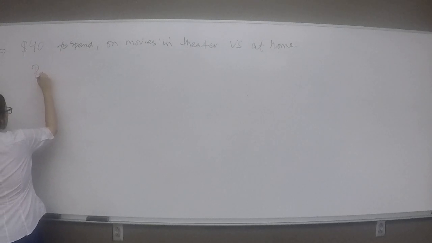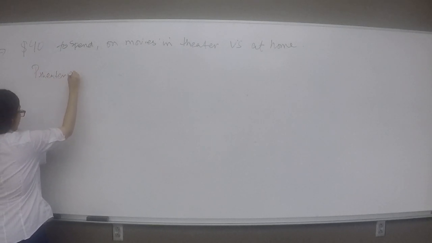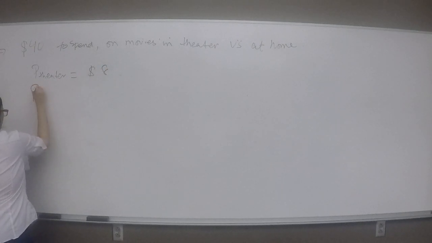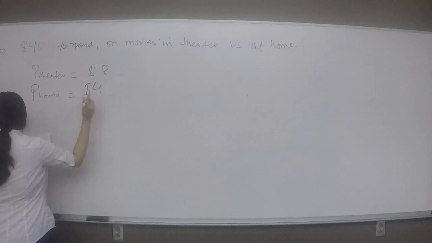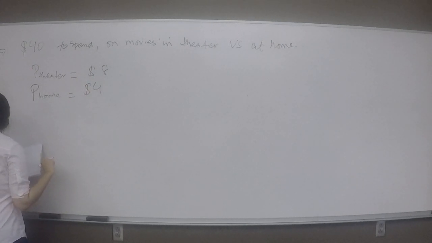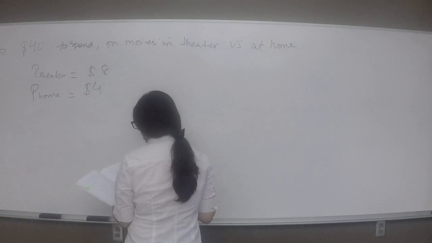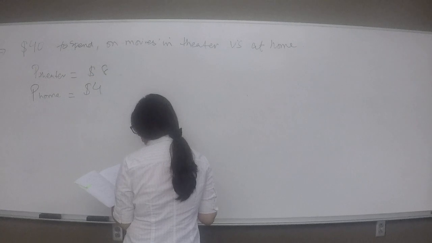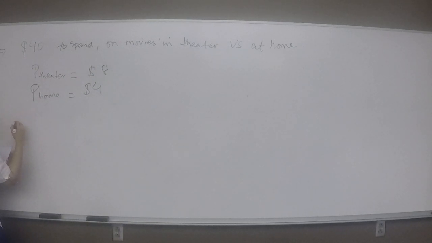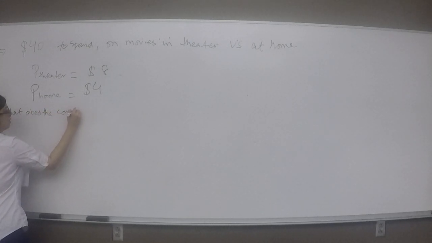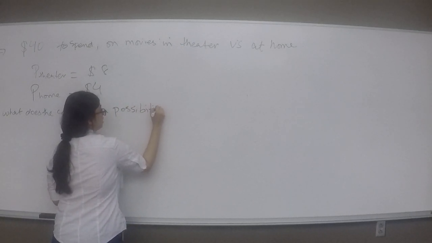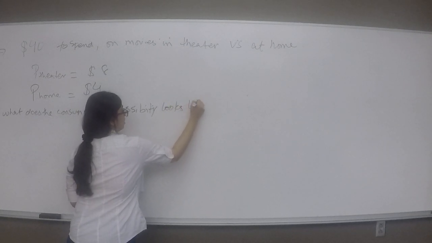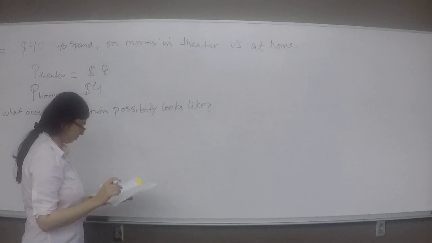If the price of watching movies in the theater is $8, and the price of watching movies at home is $4, what does the consumption budget look like? What does the consumption possibility look like? That's the question.